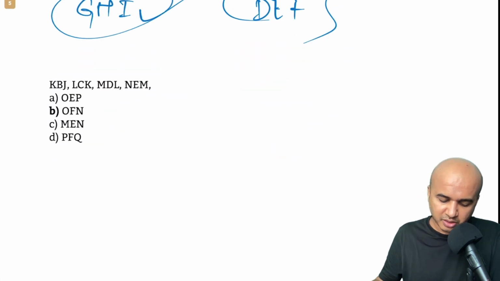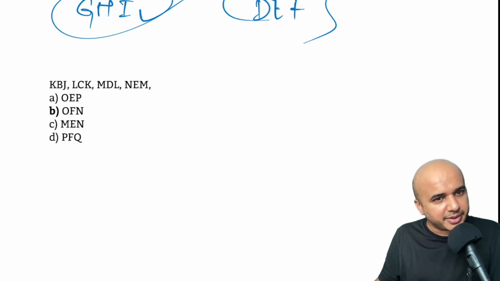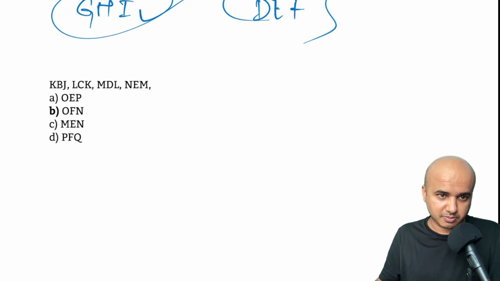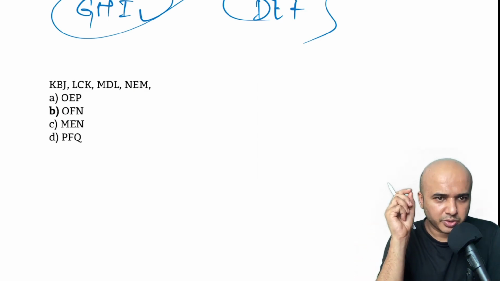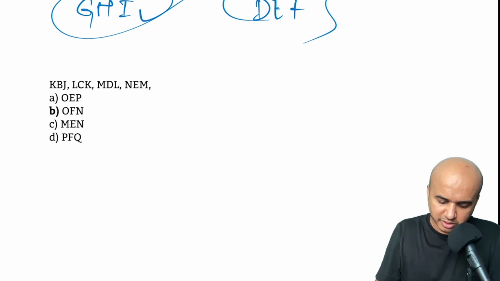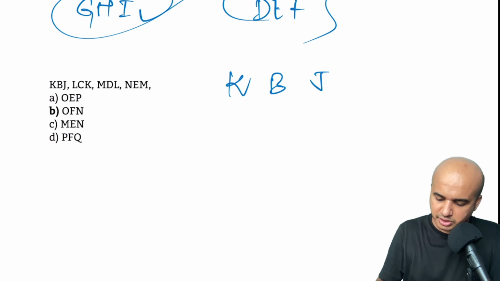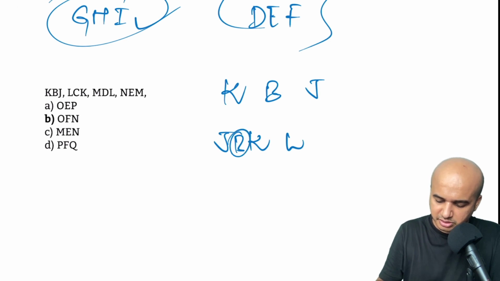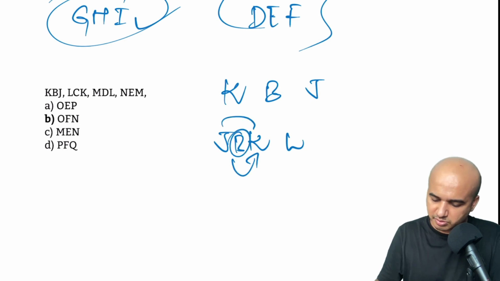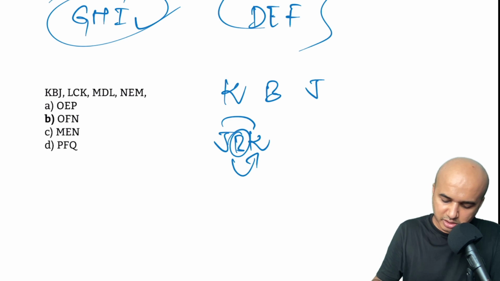Next, KBJ, LCK, MDLNEM. In this case, what is it that they are doing? Let me just write down KBJ. HIJKL usually, but they have written B here and reversed K and J. That is something which they have done here. Let's look at the other option.